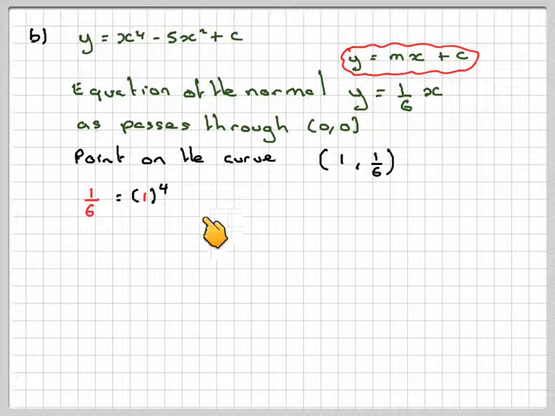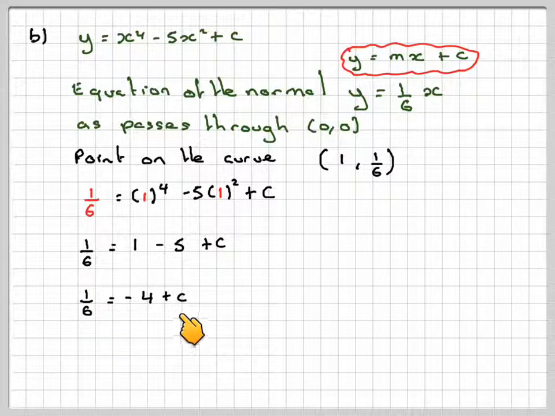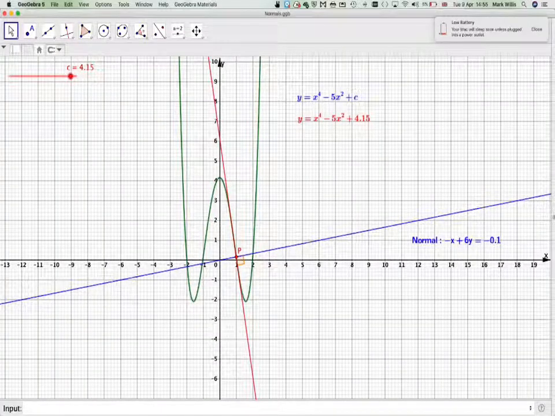So if we now substitute that information into the curve, y is 1/6, 1 to the power 4 minus 5 times 1 squared plus c. So that now gives me 1/6 is equal to 1 minus 5 plus c. Therefore 1/6 is equal to minus 4 plus c, and therefore c is 4 and 1/6, or 25 over 6. And we can see that there, although we've got a decimal equivalent, we can see that there in this case.